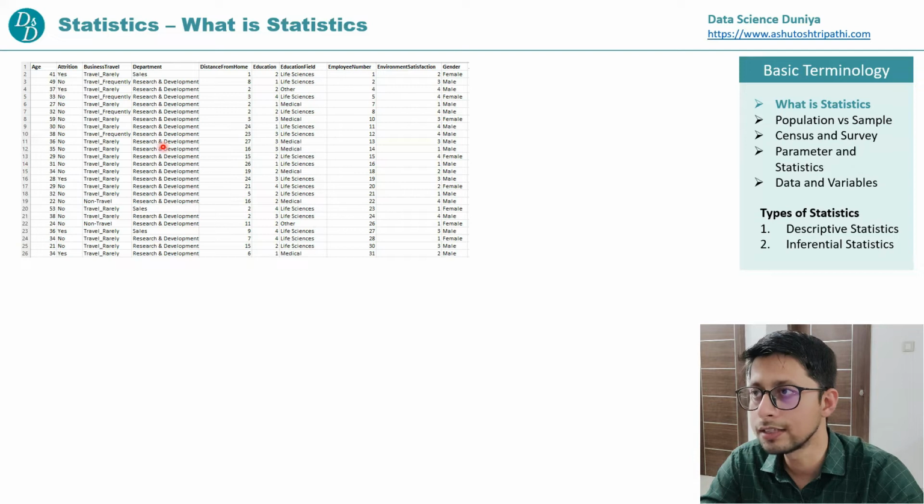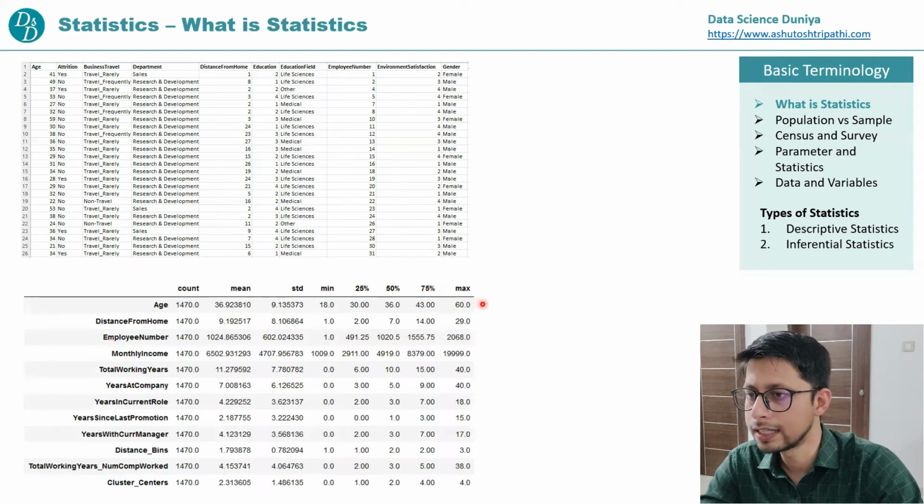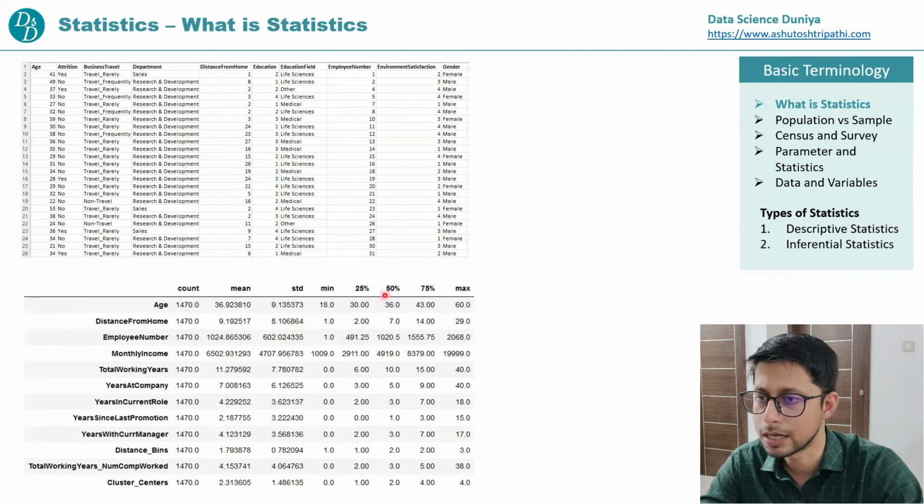So how will we do that study? That's where we apply statistics. If you apply statistical procedures, you get some kind of descriptive measures. For example, what is the average age in your company? How far are employees traveling from their home, what is the average distance from home? What is the average monthly income, and then we have the standard deviation as well, and the minimum age and maximum age, mean, and 25 percentile, 50 percentile, 75 percentile data. So for the 25 percentile, the bottom 25% of data lies within the range of 30.